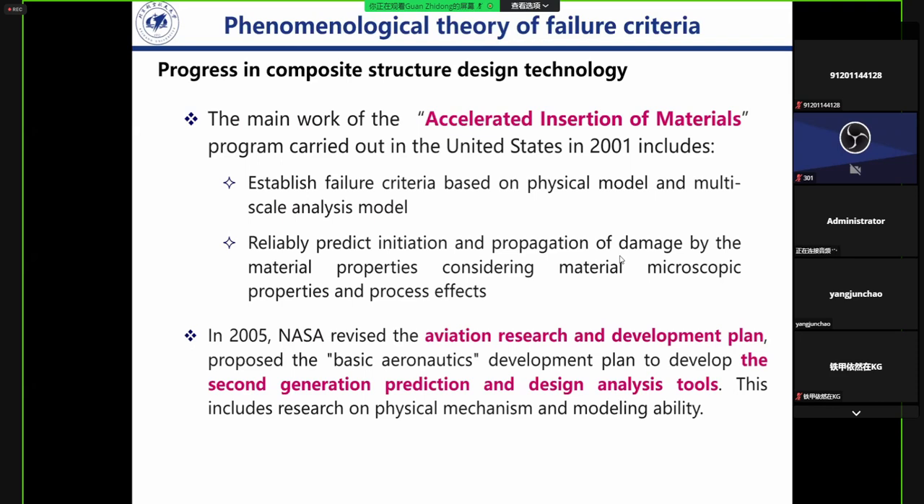In 2005, NASA revised the aviation research and development plan, clearly proposing the concept of second generation prediction. And the key point is the physically based failure criteria. At that time, some composite researchers were very optimistic. They believed that the research and establishment of the second generation strength criteria could be completed within 10 years, that is from 2000 to 2010. I remember that this was the view put forward by a Japanese scholar. In fact, we were too optimistic. Up till now, our research on prediction of composite strength is still in progress. The design of the aircraft structure mainly depends on the traditional building block test, which costs a lot of time and money.